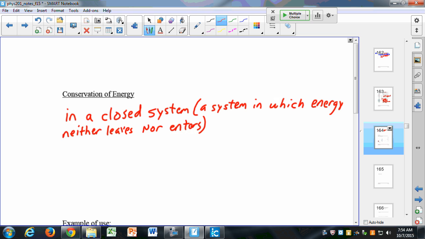Closed systems are actually pretty common, right? I mean, you can even think of your body as a closed system in a sense. You do have energy that leaves your body, but for the most part, it's a fairly closed system. It's just not that much energy. Okay, so in a closed system, the total energy is constant.